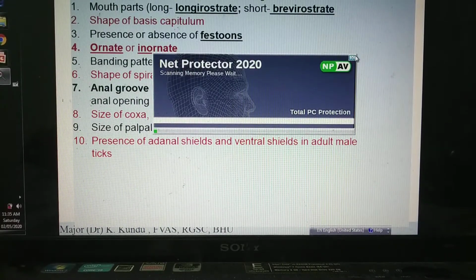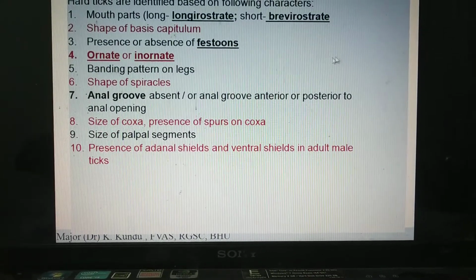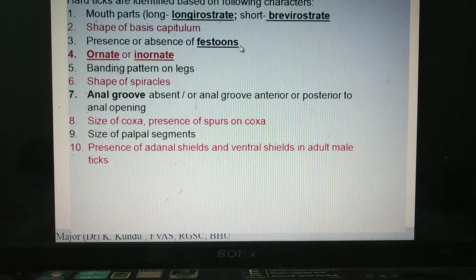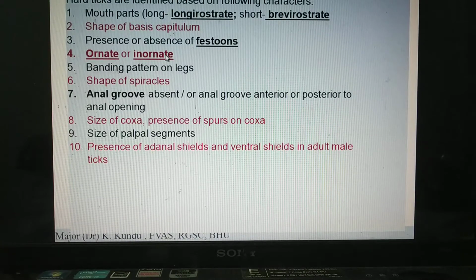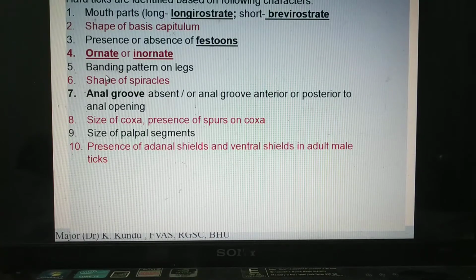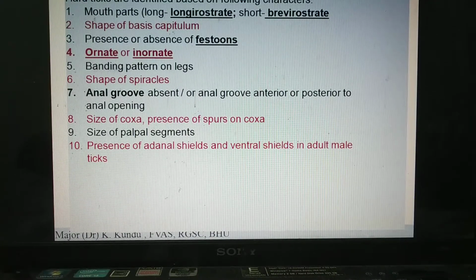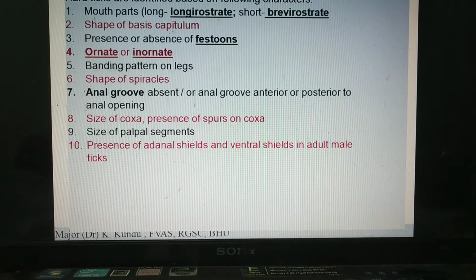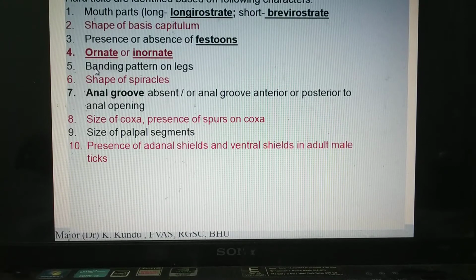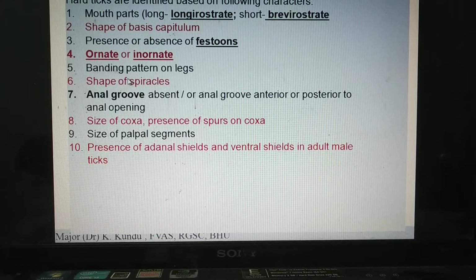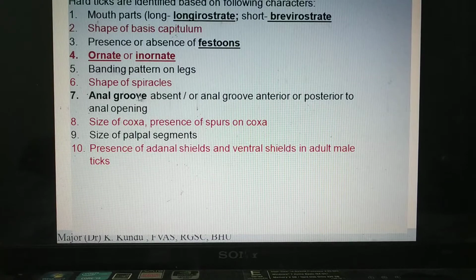Second, the presence of festoons. We will see what festoons are in the next slide, but whether festoons are present or absent, the ticks are ornate or inornate. Next, the presence of a banding pattern on the legs. Some ticks will have smooth legs of a single color, but some will have brown legs with white markings in between. The color will not be uniform. This is known as a banding pattern, and these ticks are known as bont-legged, B-O-N-T, bont-legged ticks. We will come to that when we discuss the morphology of the ticks.